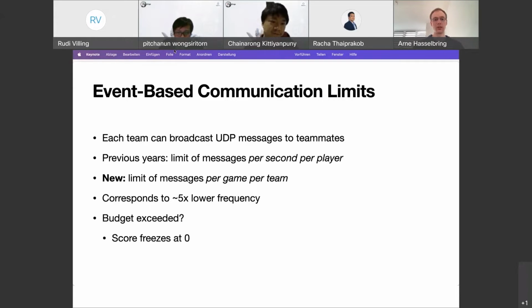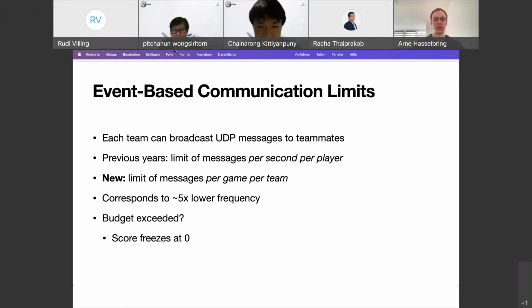So the first rule change is about communication. Since 2014, as Rudi said, there is a standardized way, a packet, of communicating in the SPL, which is broadcast, and it used to be a number of messages per second per player. So in the last year, every player was allowed to send a message every second. But this is, of course, unrealistic, as humans don't just send all of their knowledge to all of their teammates at that interval.